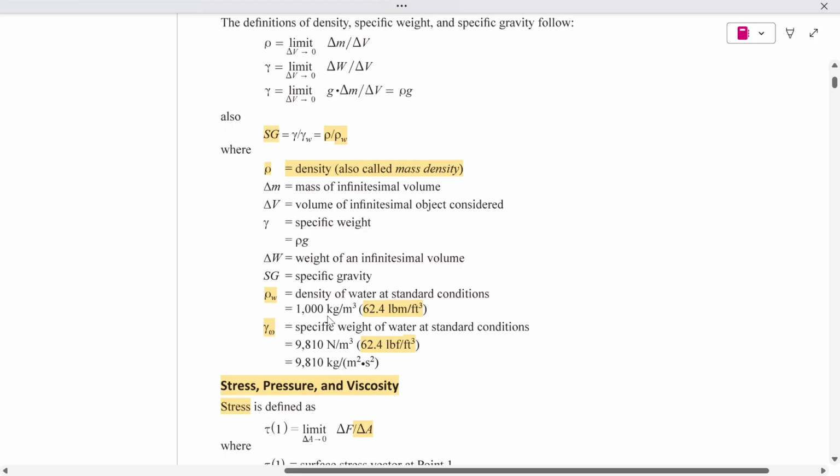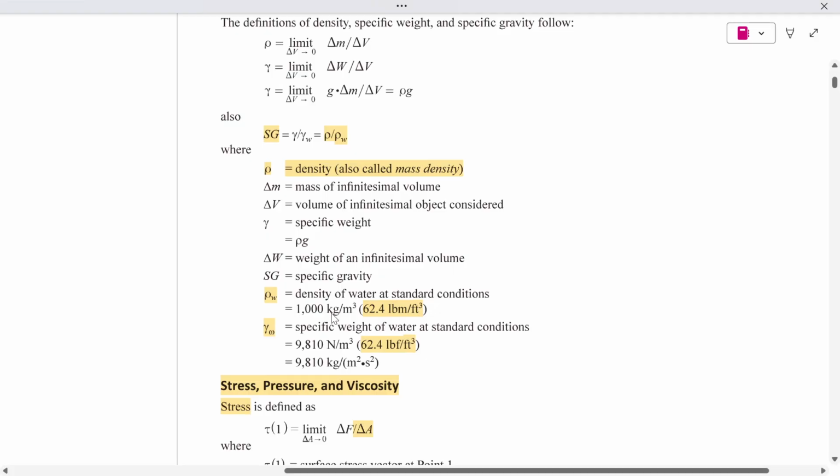Here, rho is lbm per cubic feet, gamma is lbf per cubic feet. Okay, understand that pound force is equal to pound mass into gravity. Okay, that is the relationship between pound mass and pound force. Understand this distinction. Whenever they say pounds and mention something as weight in the question, that is pound force, not pound mass. Okay, this can happen in some questions, so pay close attention to that.